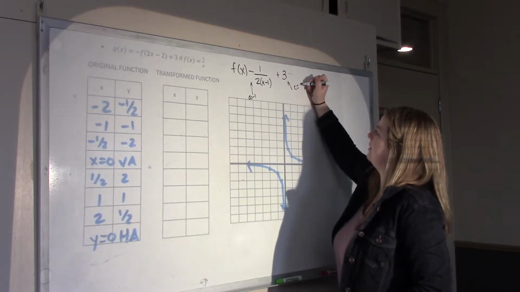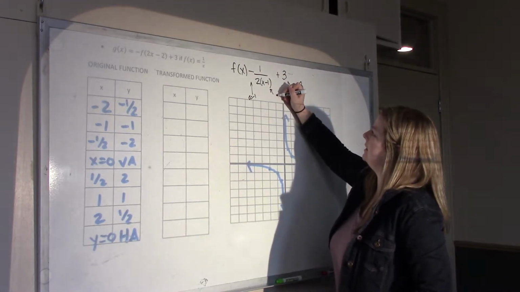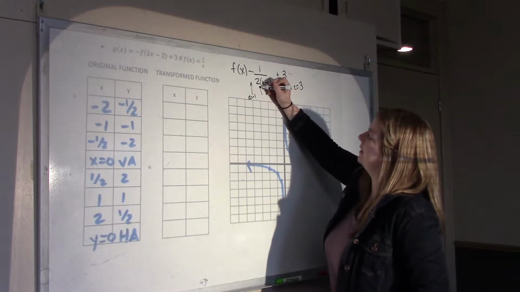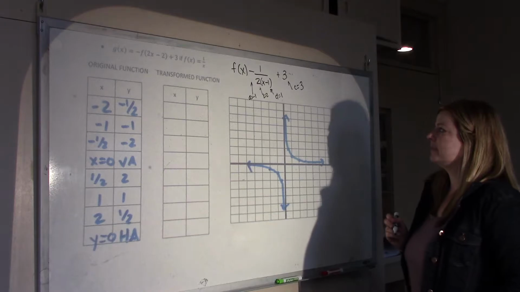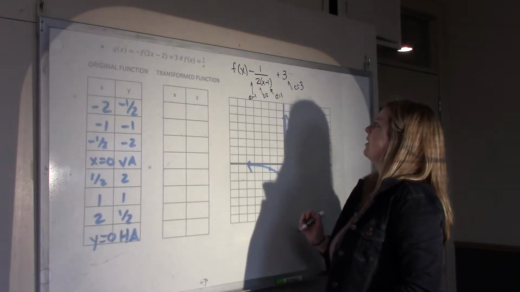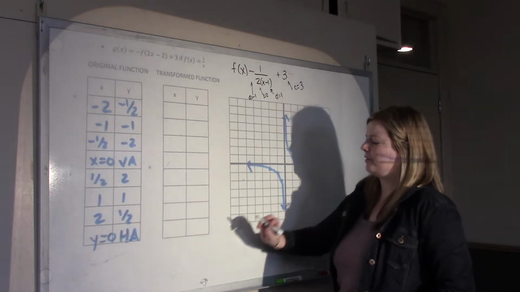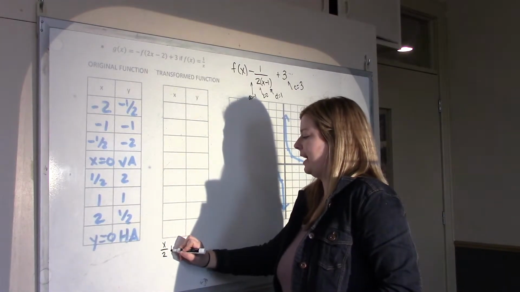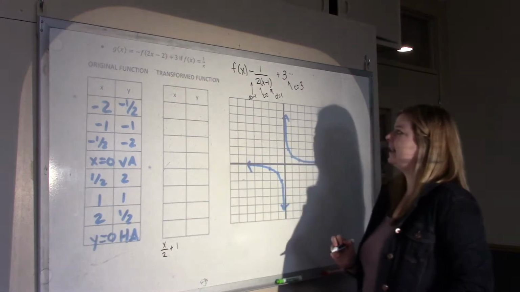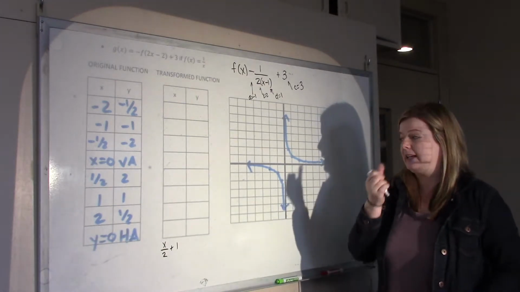Our C value is 3, D is equal to 1, and K is equal to 2. Okay? So our X values are affected by K and D. So all of our X values will be divided by 2, and then we add 1. Okay? Because it's X over K plus D.